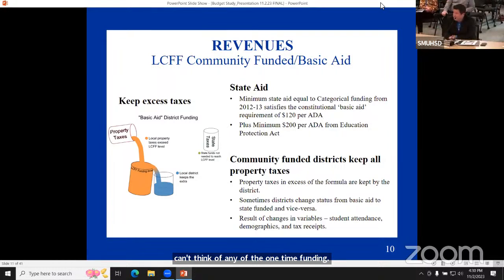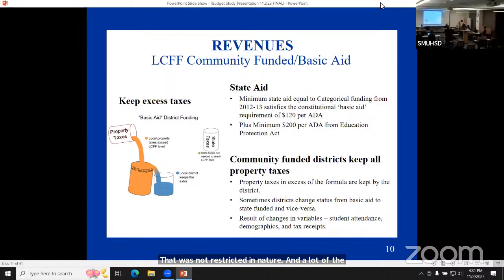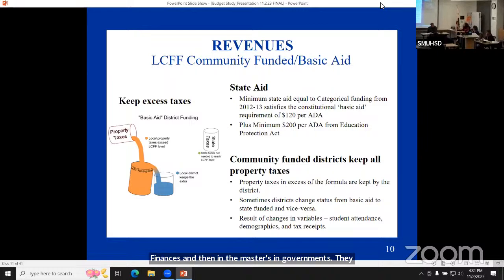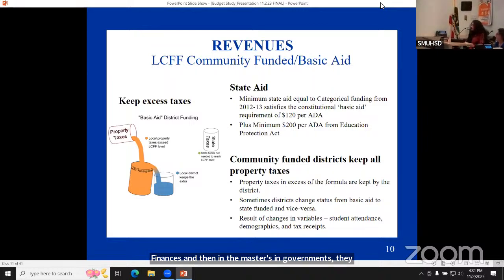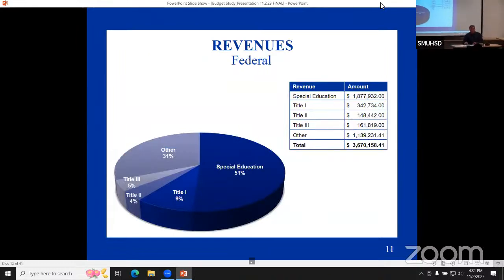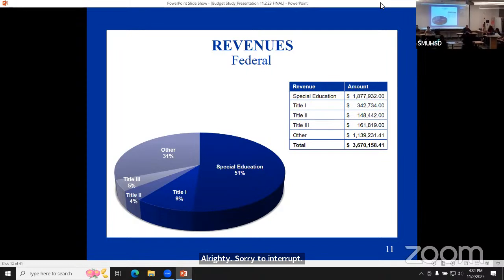And a lot of the classes they have with CSBA about finances, and then in the Masters in Governance, they have really good information on the budgets and understanding everything. So yeah, you should take them. Yancey, you could teach it. You're doing great. Sorry to interrupt, but I actually want to say I like the study session feel of that. So thank you. Sorry, Yancey.